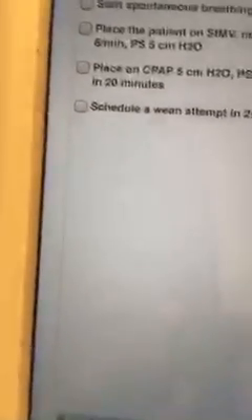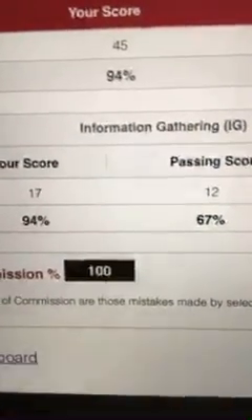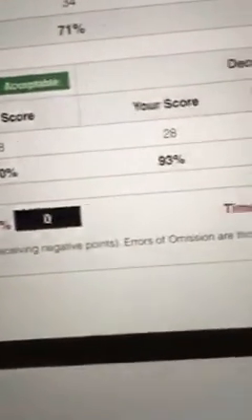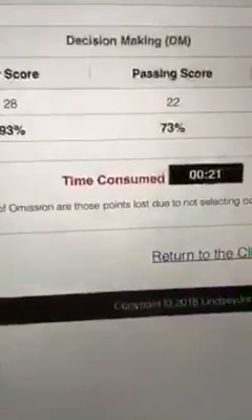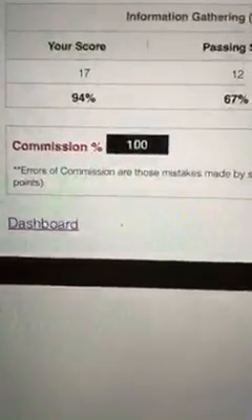Okay. I hope I pass. I deserve to pass. I should pass this one. And it says I got a 94. Pretty cool. I did really good. I just missed one thing. Or I got one thing wrong. Okay.